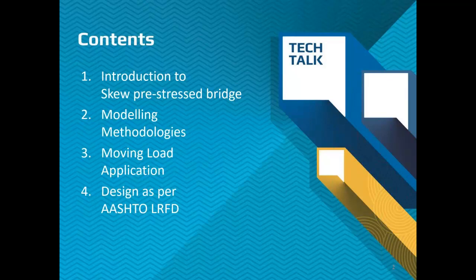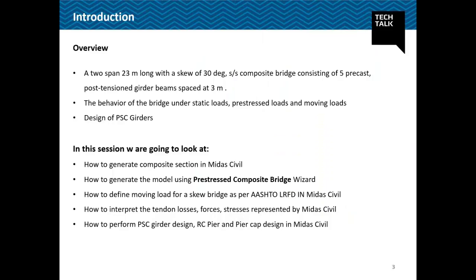Okay, so moving on. Today we will be covering a two-span, 23-meter span each, I-girder bridge. The skew angle for our bridge is 30 degrees. It is a simply supported composite bridge consisting of 5 precast post-tension girders which are equally spaced at 3 meters. It is a PSC beam, so there will be pre-stressing. It is a post-tension pre-stress girder.